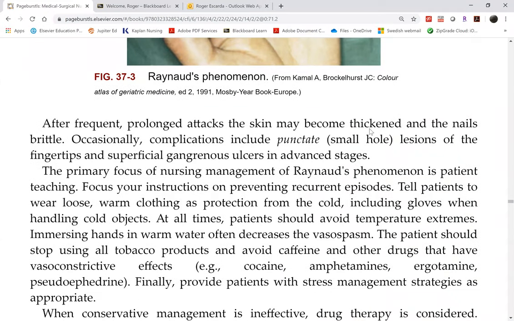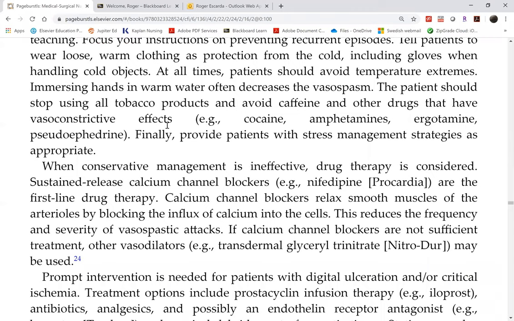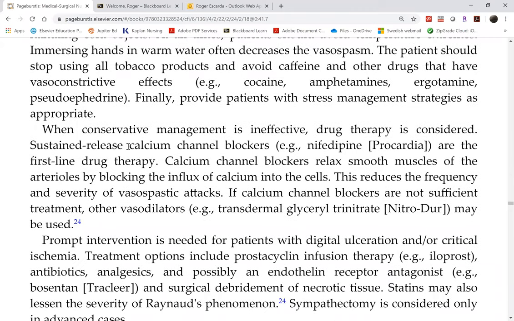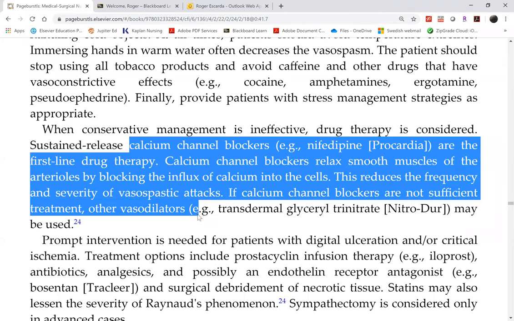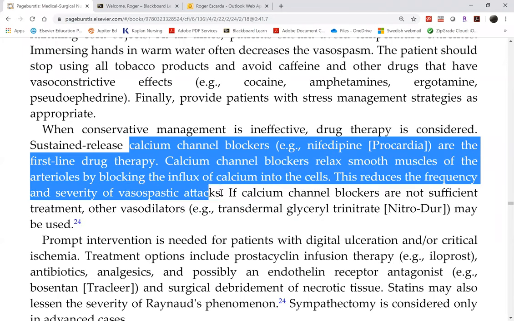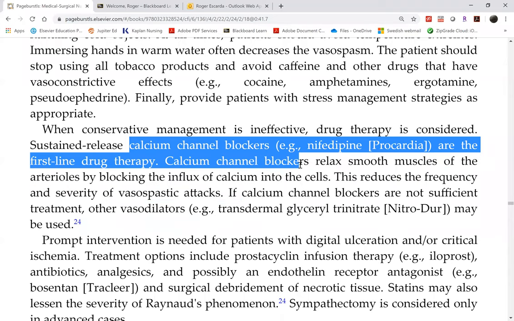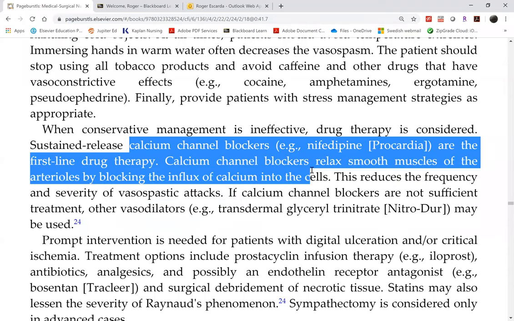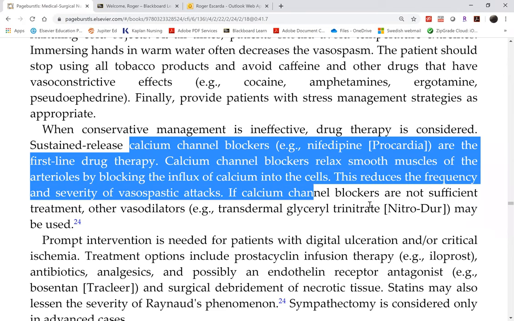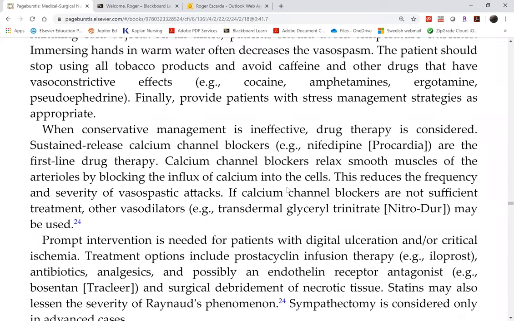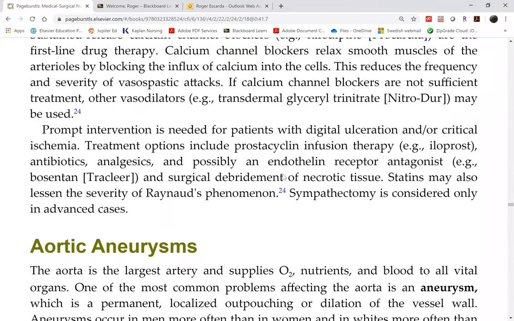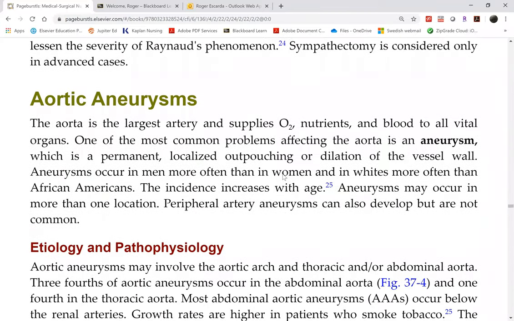And treatment is the same. So we use calcium channel blockers. So the treatment is really almost identical with those in Buerger's disease. Although here also we mentioned Viagra, right? Similarly, we can also give a long-acting vasodilator, Nitro-Dur, okay, or the transdermal nitroglycerins. And that's it. Let's go now to aneurysms this time.